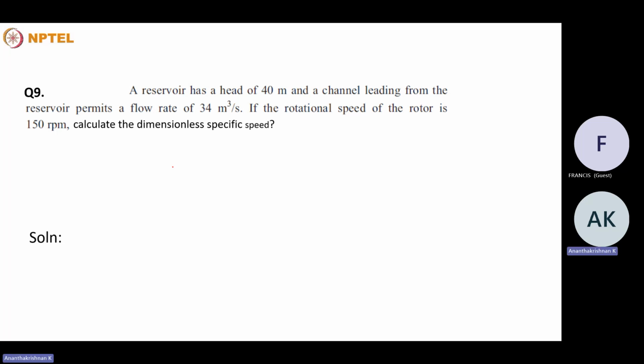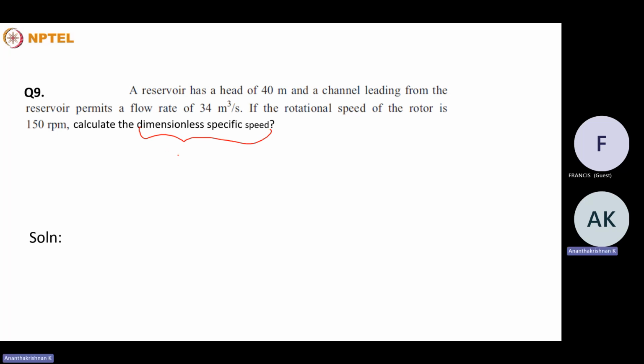So we can move to the next problem. A reservoir has a head of 40 meters and a channel leading from the reservoir permits a flow rate of 34 meter cube per second. If the rotational speed of the rotor is 150 rpm, we have to calculate the dimensionless speed. In this particular problem, the dimensionless specific speed.